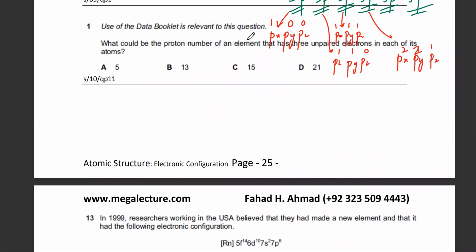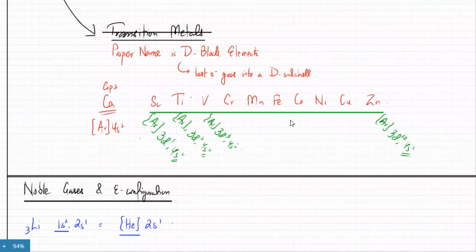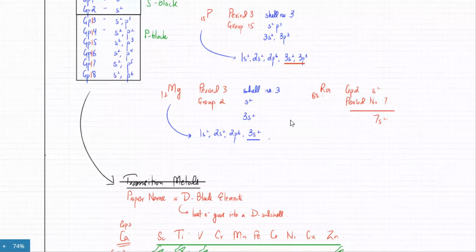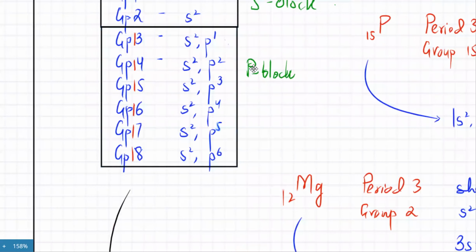What could be the proton number of an element that has 3 unpaired electrons in each of its atoms? It's 3 unpaired, so basically it's S2, P3. When do you have S2, P3, 3 unpaired? Remember, it's going to be group 15.